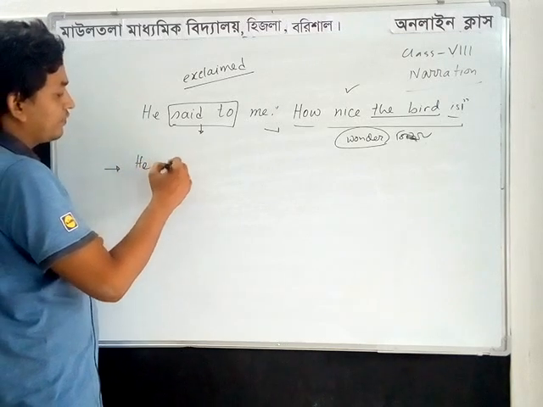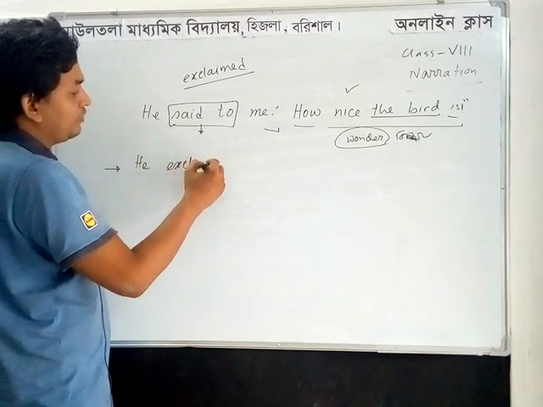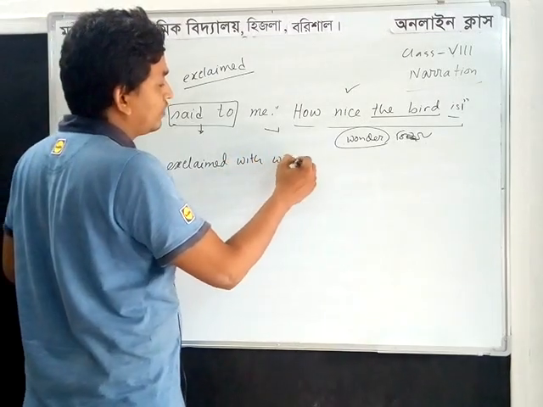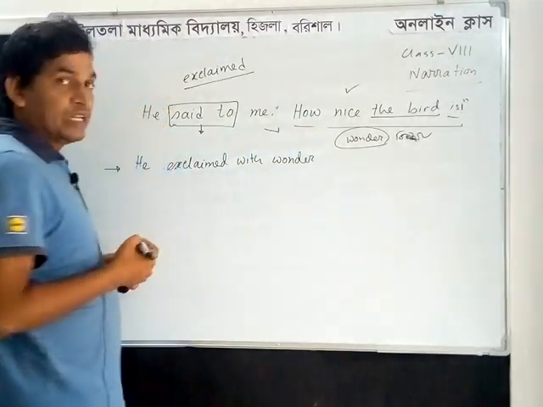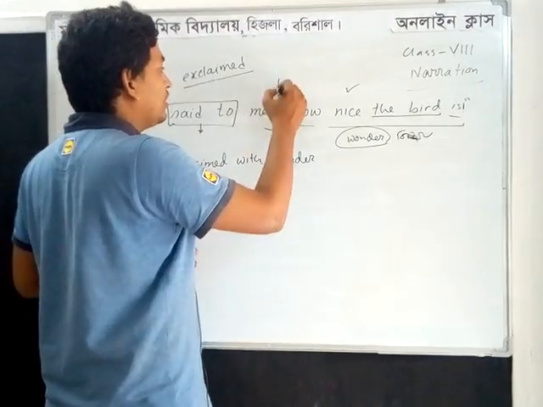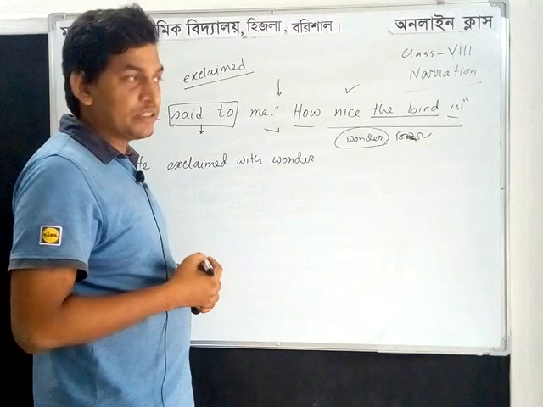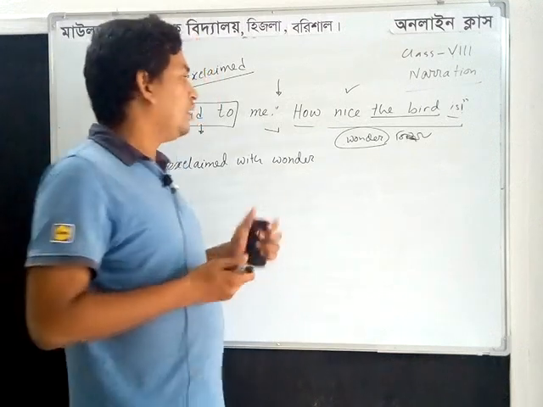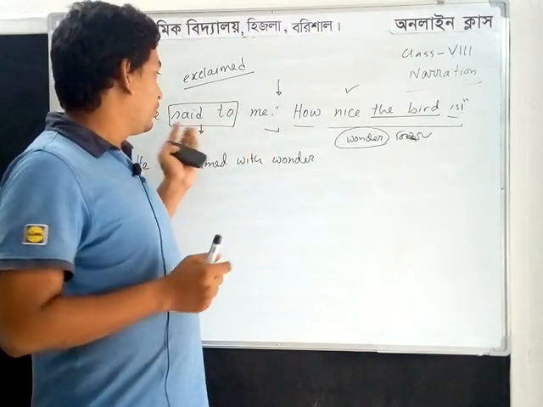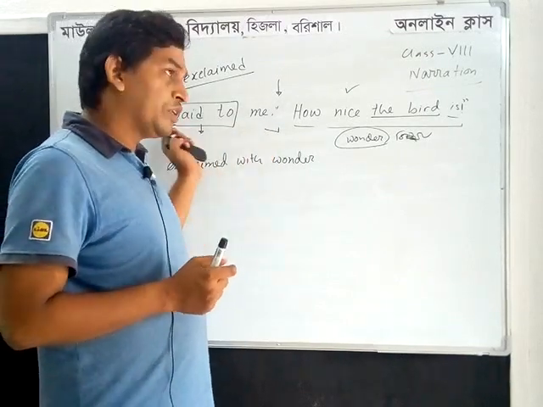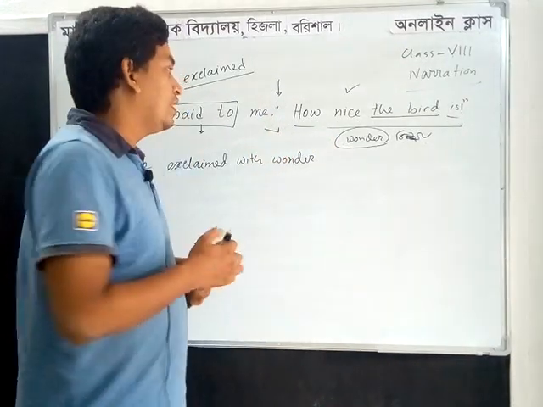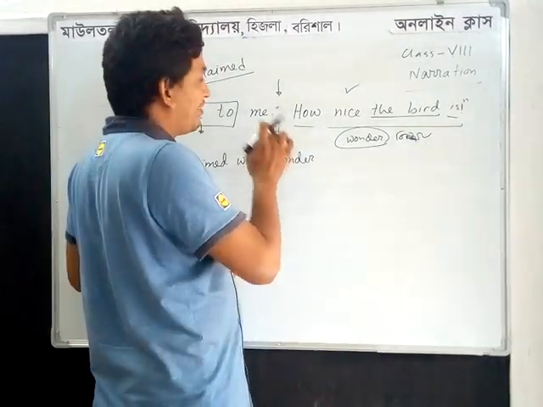So he exclaimed with wonder. He exclaimed with wonder. Then I have to change the inverted comma. Changing the inverted comma, we have to use a conjunction. We have to use connectors to connect both the reporting speech and the reported speech. To connect reported and reporting speech, we have to insert a conjunction, a connector.